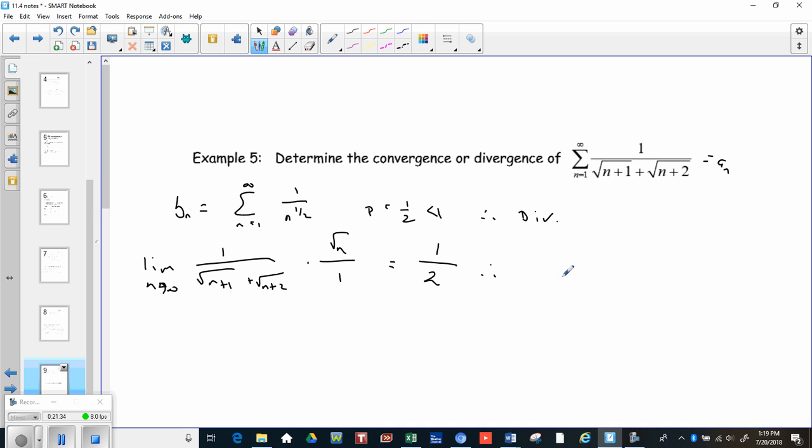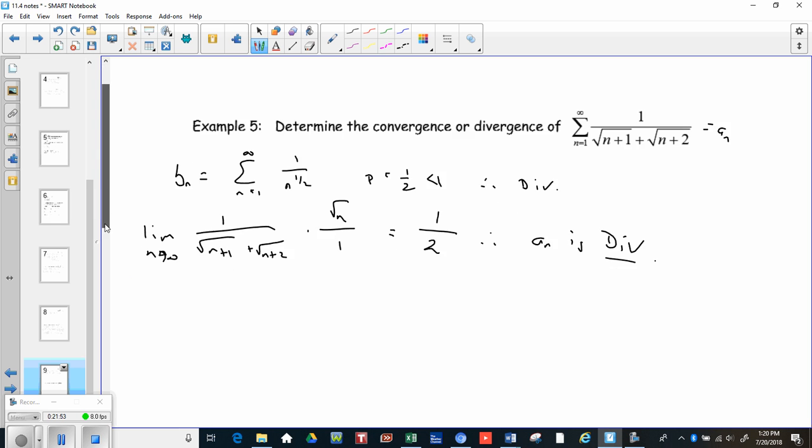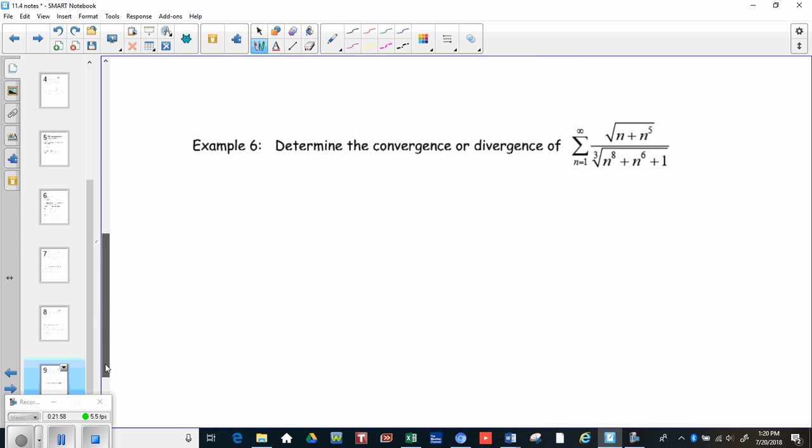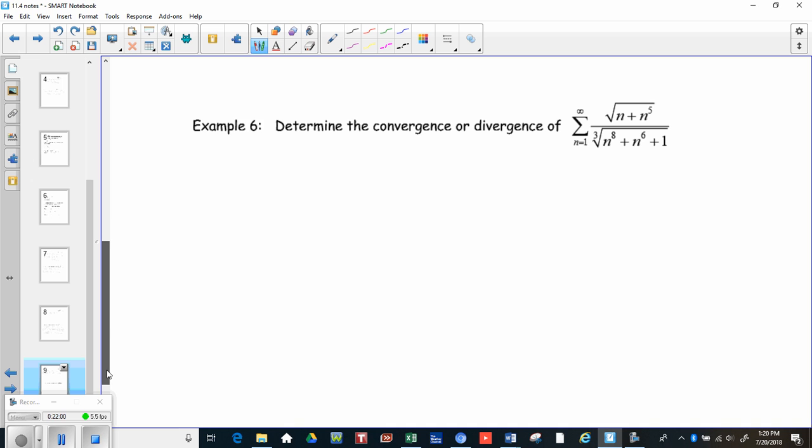And since we did get a finite value, we can then say a sub n is also, oops, it's divergent, not convergent. Ugly. Let's erase that. Is divergent. There we go. All right, one more to go. Okay, really, this is the same concept.